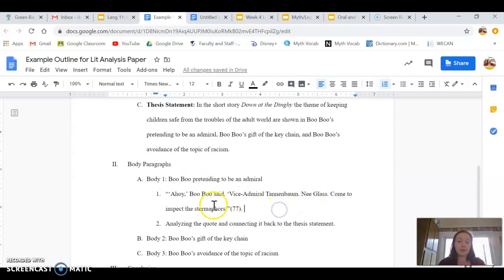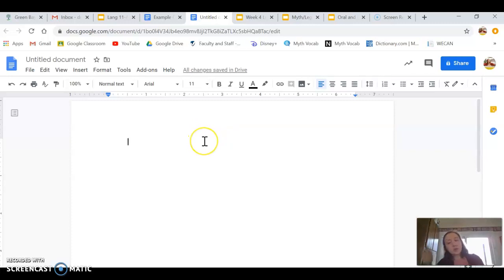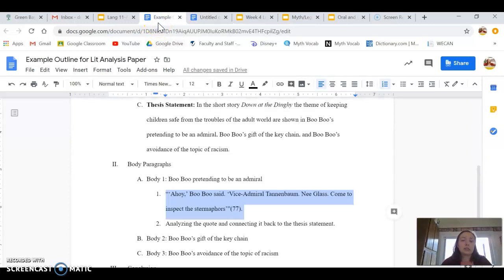Anyway, just going to copy and paste it, make this easier on everybody. So first I want to show you kind of how to intro a quote. So I would be talking about Boo-Boo pretending to be an admiral and how that connects to the main thesis statement.